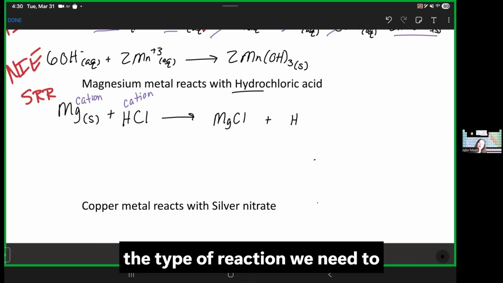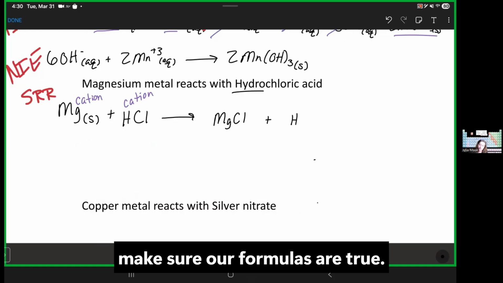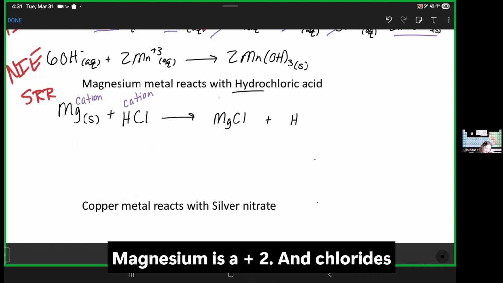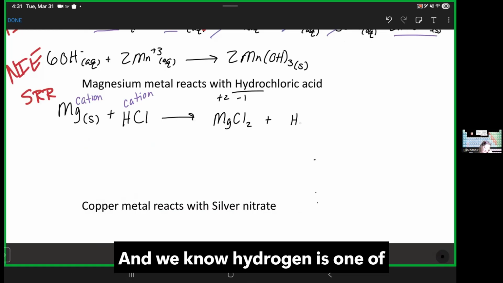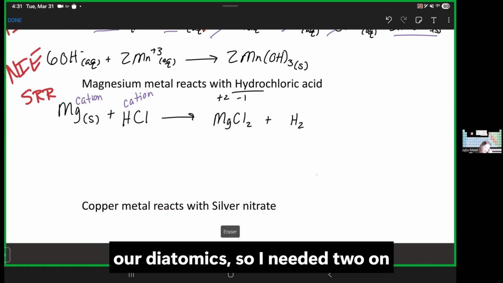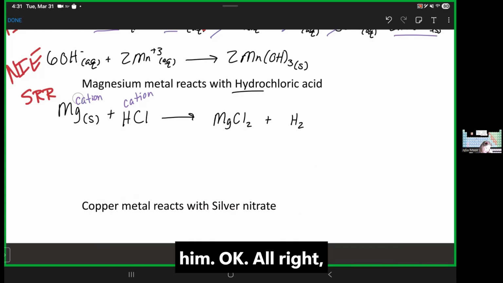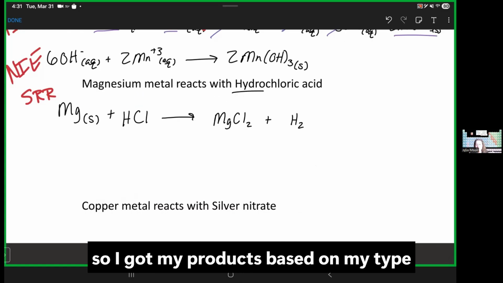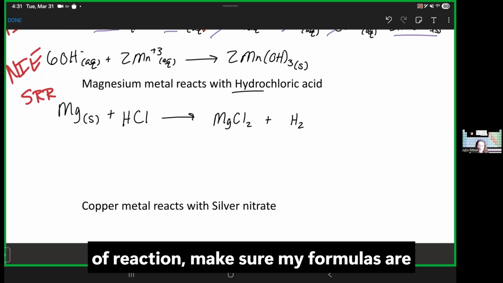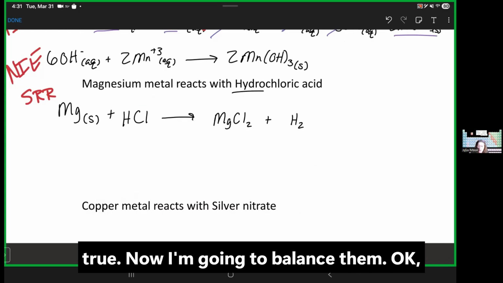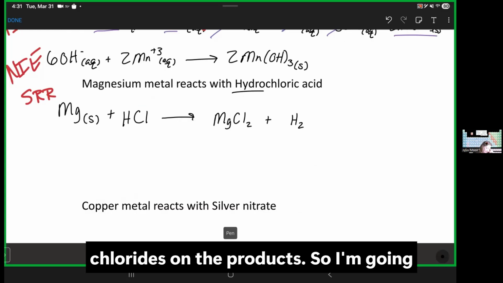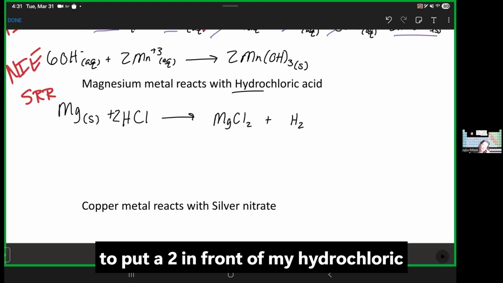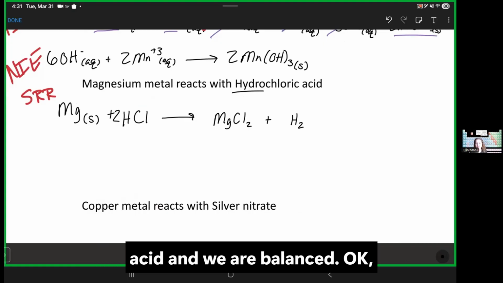Okay, so we got our products based on our type of reaction. We need to make sure our formulas are true. Magnesium is a +2 and chloride's a -1, so I need 2 chlorides. And we know hydrogen is one of our diatomics, so I need a 2 on him. All right, so I got my products based on my type of reaction, made sure my formulas are true. Now I'm going to balance them. I see that I have 2 hydrogens and 2 chlorides on the products. So I'm going to put a 2 in front of my hydrochloric acid, and we are balanced.